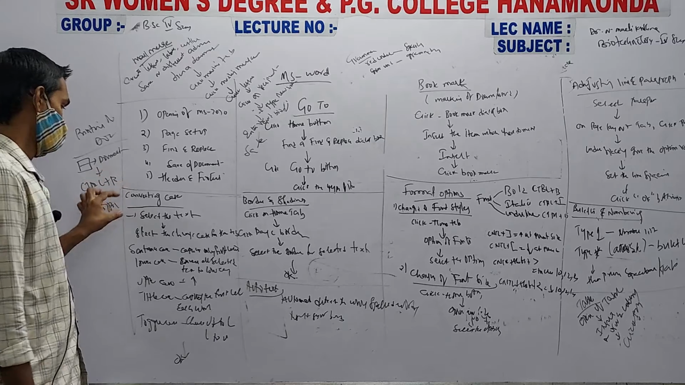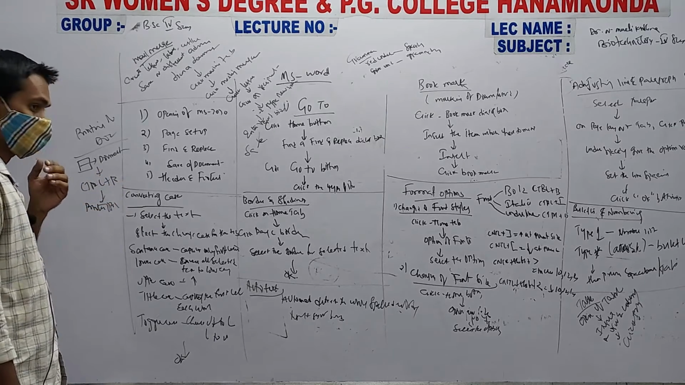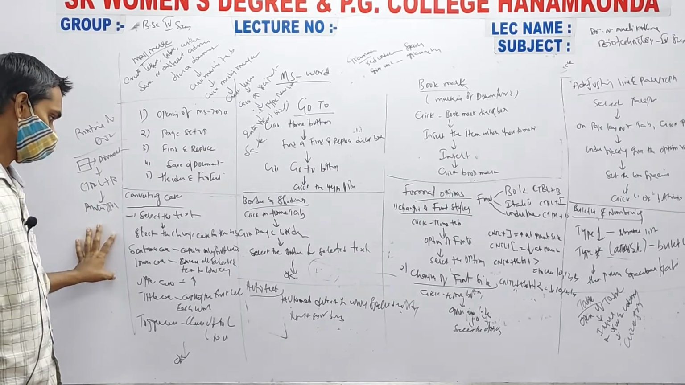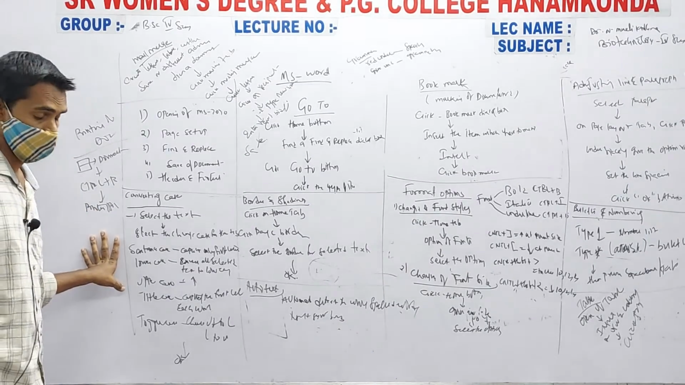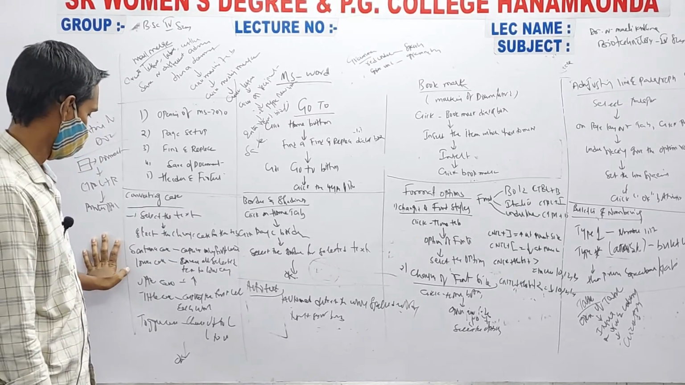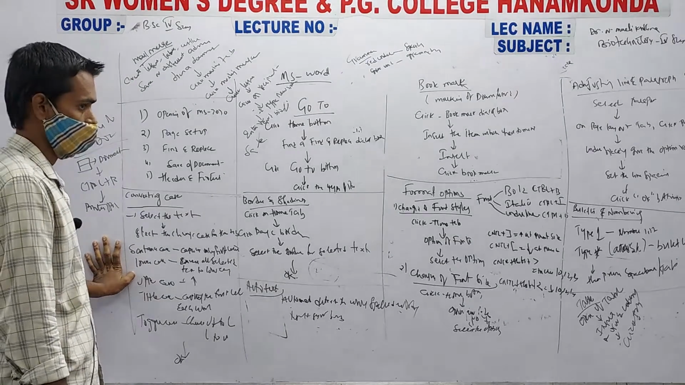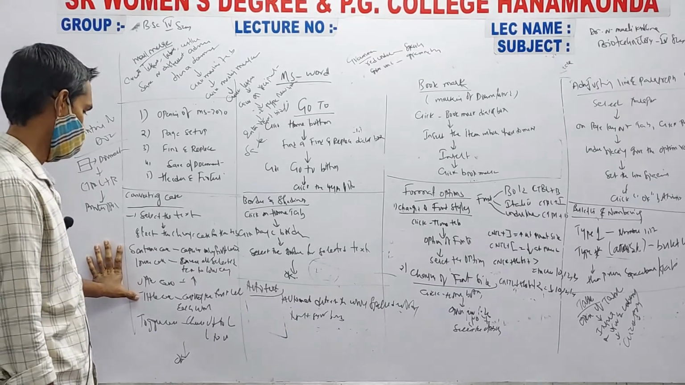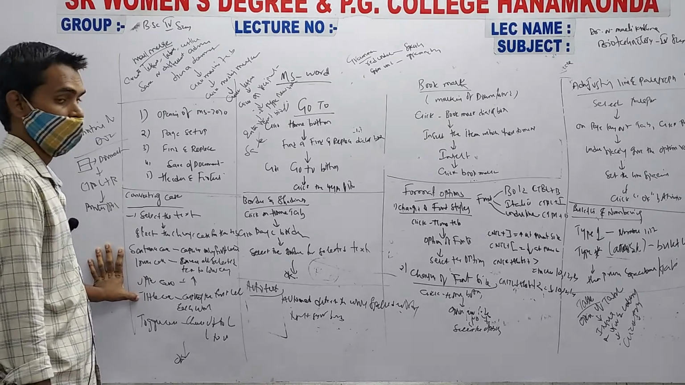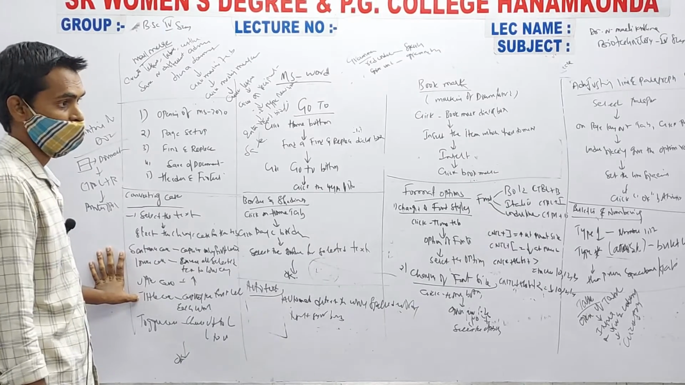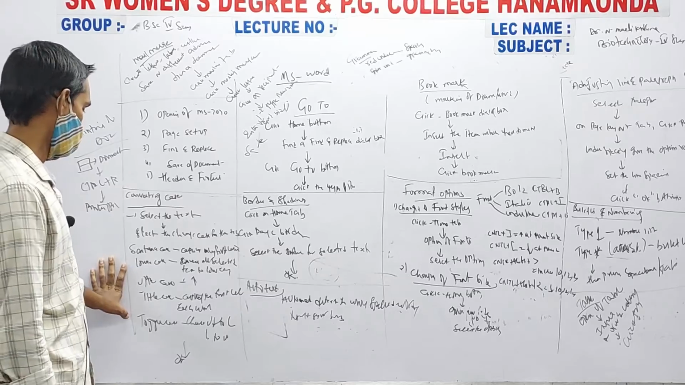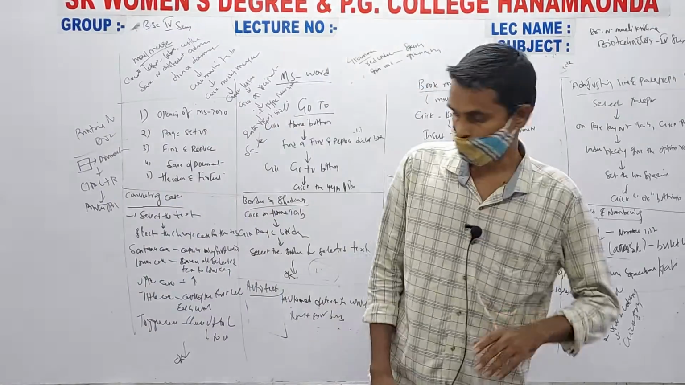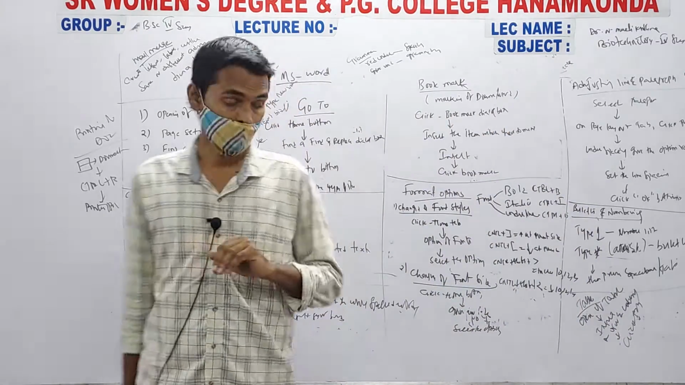Next, converting case. In converting case, we can change the caps letters of the text. There are different options. Sentence case: the starting letter of the sentence will be capital. Lowercase: all the selected text will be lowercase. Uppercase: all the selected text will be in uppercase. Title case: the first letter of each word will be capital. And toggle case changes uppercase to lowercase and lowercase to uppercase. That is the converting case option.